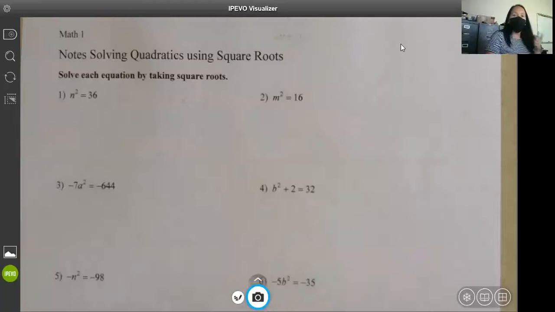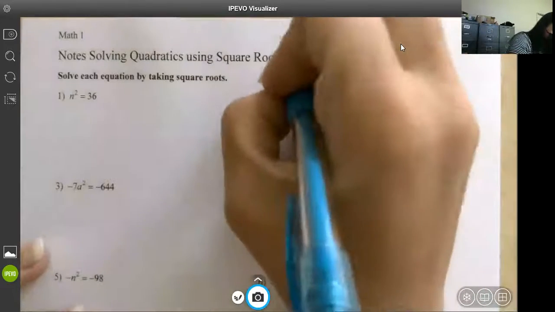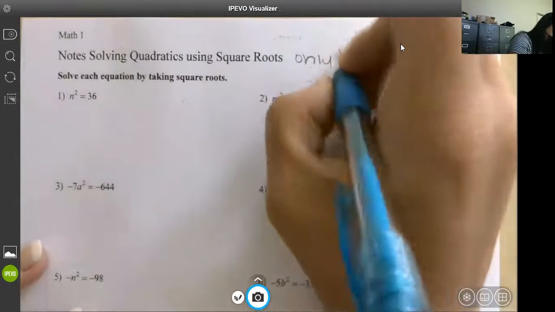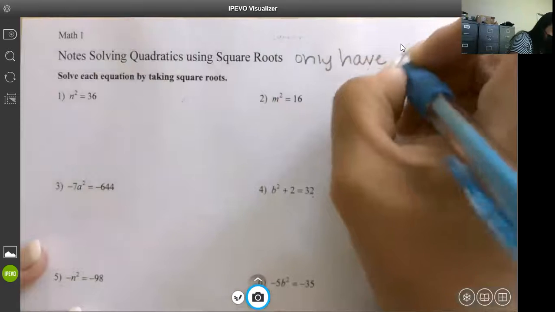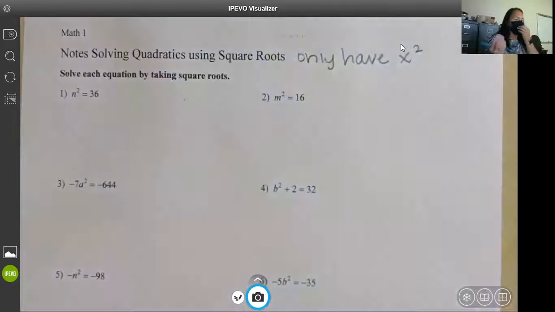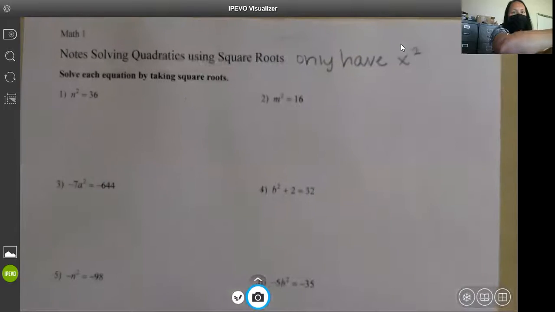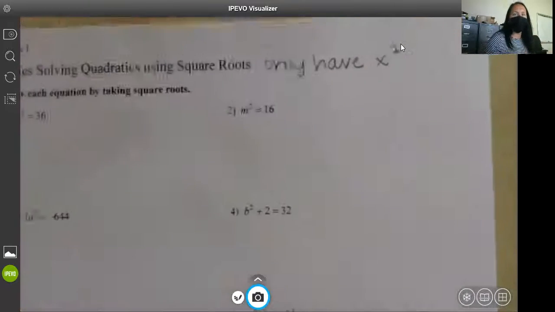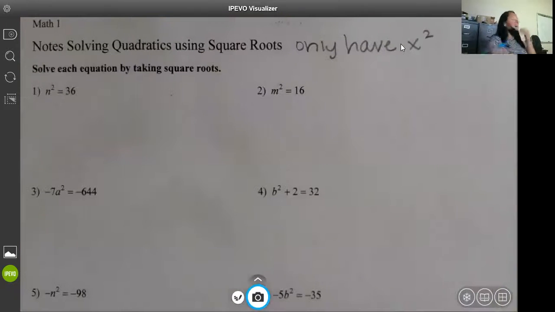So we're gonna solve quadratics using square roots, and we've been factoring, and here's when you use square roots. It's when you only have x squared or r squared or z squared or whatever. Like the way this looks. If you look, there's no x term or n term. So we've been having 3 terms, right? So that x term, if you have it, you can't solve by square root. But if you don't, then you can.